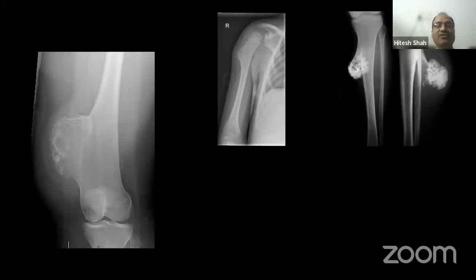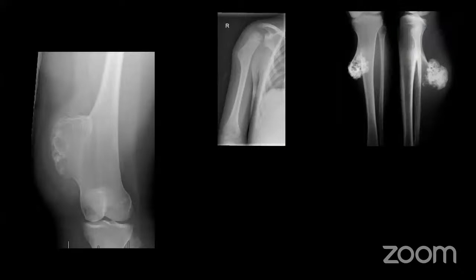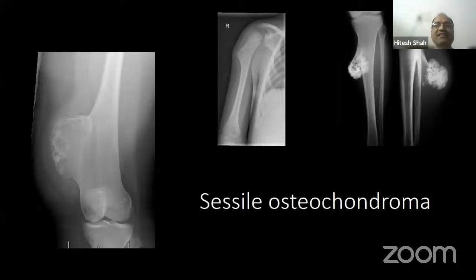Yes, sir, this is sessile. Yes, it is. These are the X-rays of three different patients, at the tibia, humerus, and distal femur.